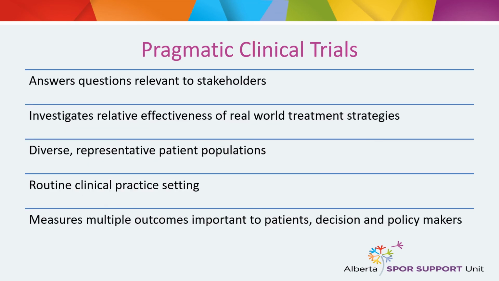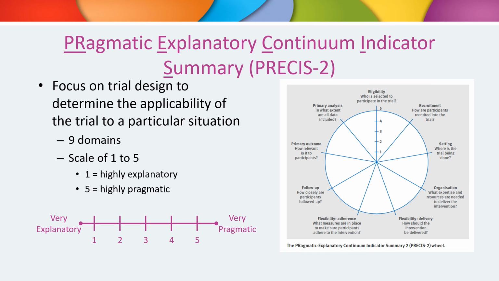Pragmatic clinical trials are designed to improve clinical practice and policy by answering questions from and important to stakeholders, through investigating the relative effectiveness of real-world treatment strategies in diverse representative populations in routine clinical care, using multiple outcomes relevant to decision and policymakers. The Pragmatic Explanatory Continuum Indicator Summary, PRECIS, is a tool to help design a trial for the intended purpose.